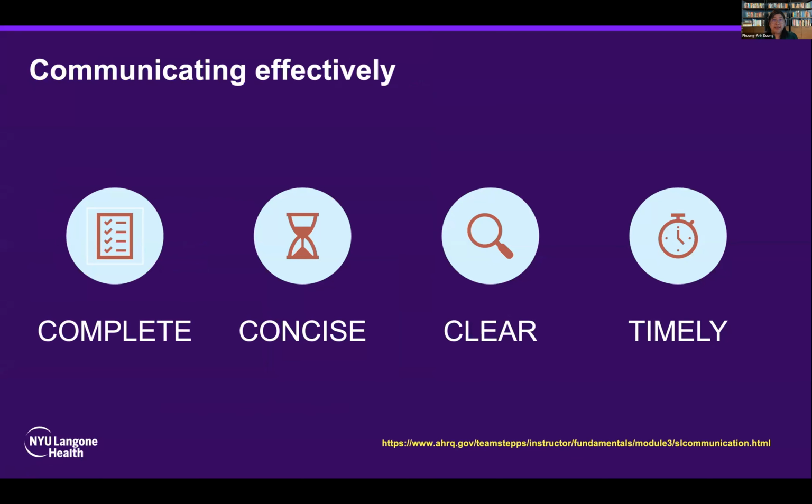To communicate effectively, communication should be complete, concise, clear, and timely. We want to make sure that communication happens when it needs to happen, that it provides all the information needed for decision making, that it's not too long-winded, because people lose their attention span, they get distracted, and then you may not have heard what the other person was saying, and that it's clear that we are saying what we think we're saying.